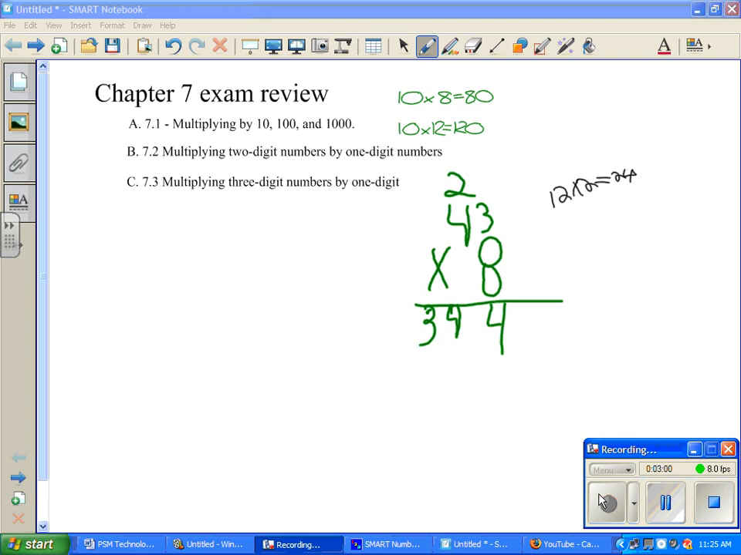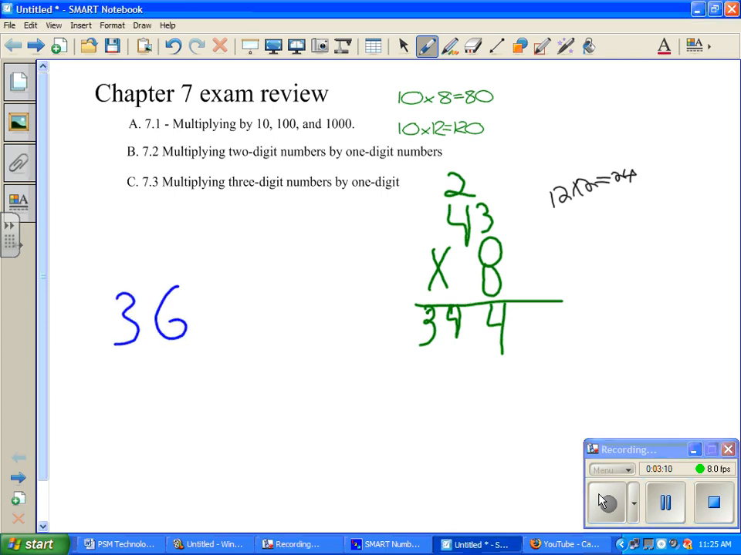All right, we're on 7.3 now, and now we're just multiplying 3-digit numbers by 1 digit. So, same idea with the algorithm. Justin's going to give us an example. So, 364 times 4.